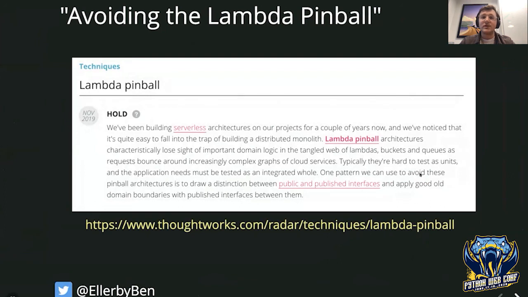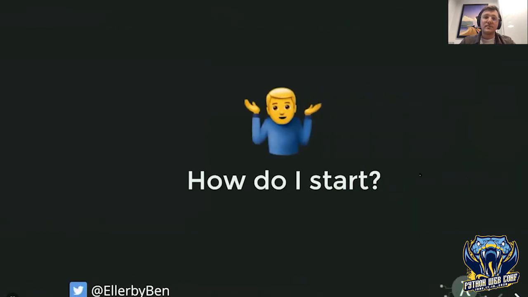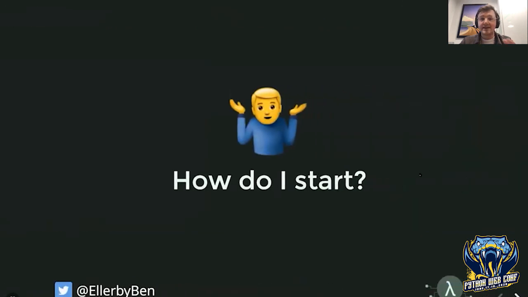And this helps us avoid the Lambda pinball. As ThoughtWorks point out, it's typically hard to test these applications, as we talked about before, but one pattern we can use to avoid this is to draw a distinction between the public and published interfaces and apply domain boundaries with published interfaces between them. I really argue that the published interface should be events, and we're going to see how we build those domain boundaries in those events as we get later into this talk. This is exactly where we get to.